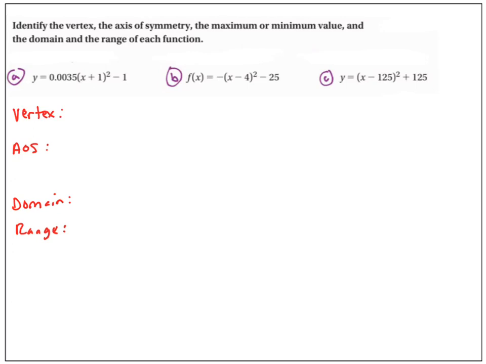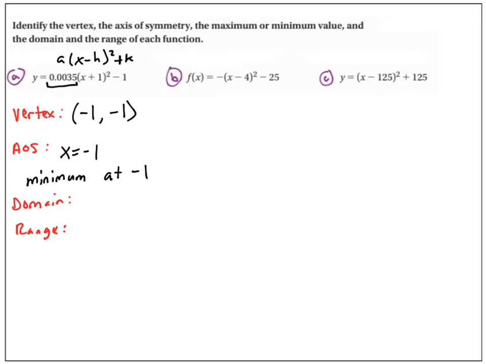So here, if we remember, we've got a times x minus h squared plus k. So that means our vertex in this case is going to be negative 1 and then negative 1. There's our vertex. Our axis of symmetry, x equals negative 1. This number is positive, so that means we have a minimum value. Minimum at negative 1.